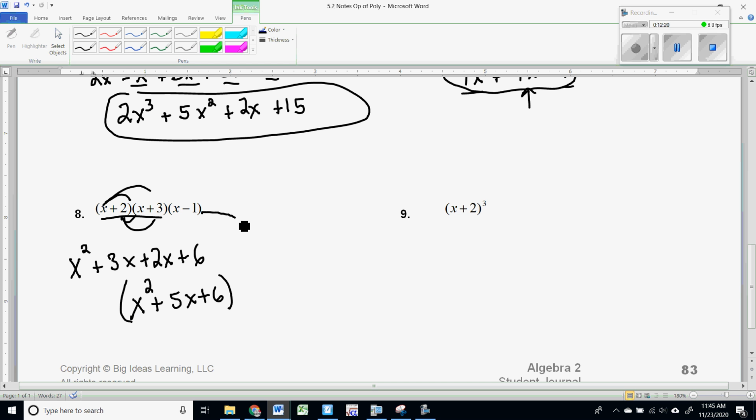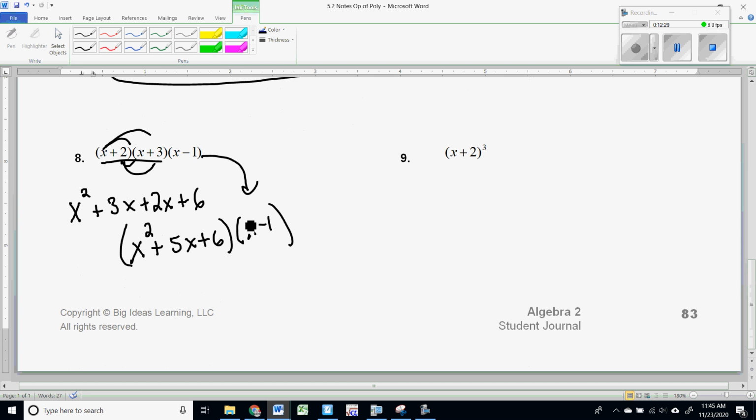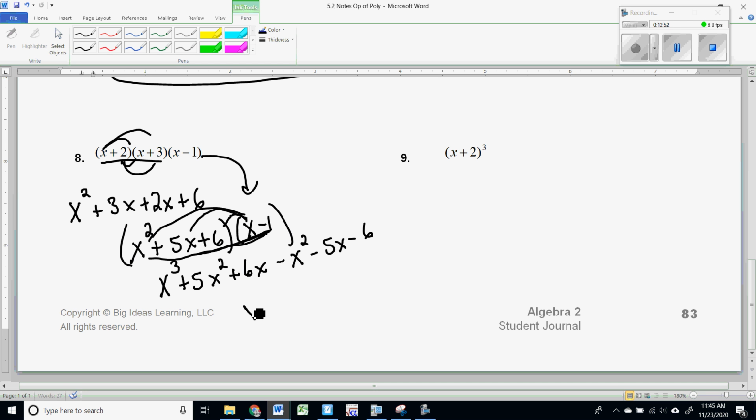Now I bring down the one I haven't used yet, x minus 1. Now I am going to multiply that. I'm going to have to take x times all 3, which gives me x cubed plus 5x squared plus 6x. And then negative 1 times all 3, which will be negative x squared minus 5x minus 6. And then when I combine them, x cubed plus 4x squared plus x minus 6.